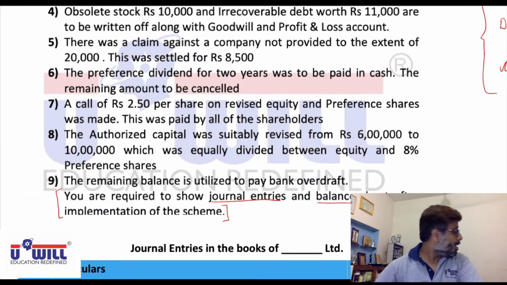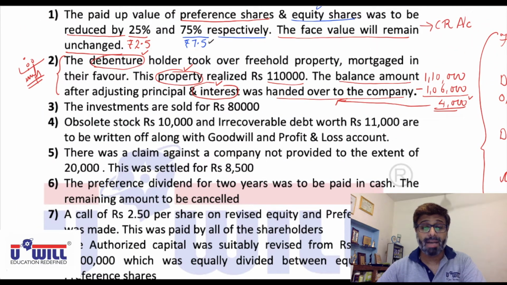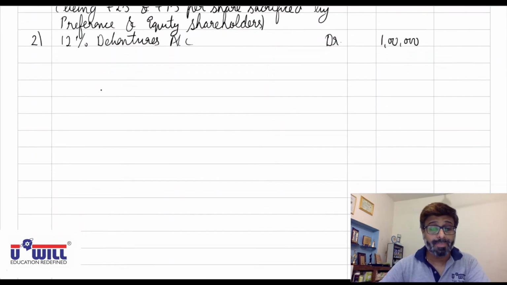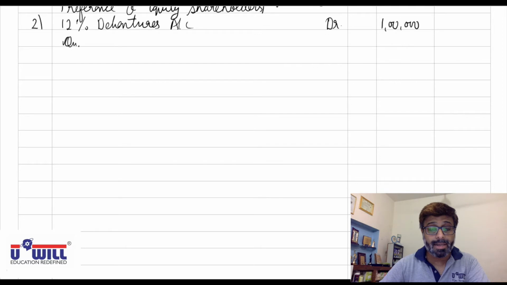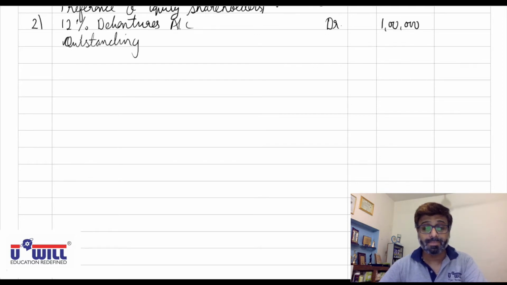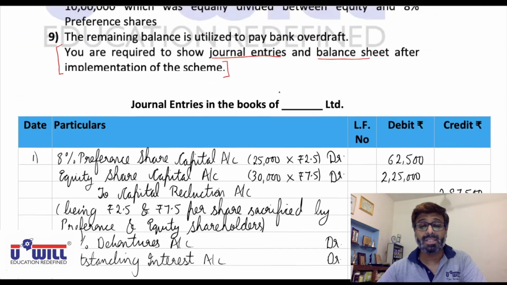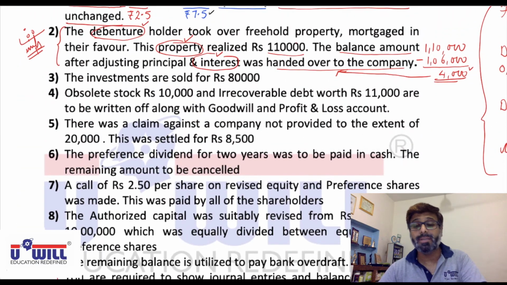Then outstanding interest is a credit balance of 6,000. To close that, again we will reverse and debit it. So outstanding interest account debit with 6,000. First we record all the debit accounts. Freehold property we have to credit because it's a debit balance, so to close it we have to reverse and credit. Capital reduction we have to credit. So credit accounts will be recorded afterwards.